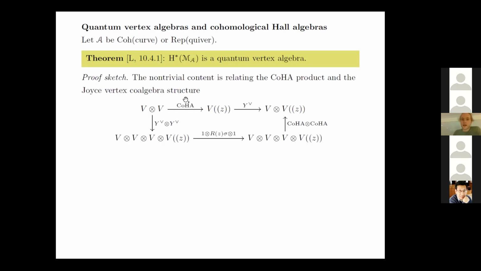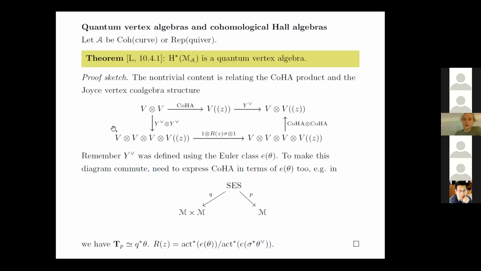So as I said before, the non-trivial part of showing this thing is a quantum vertex algebra is showing the compatibility between the cohomological product and the vertex coalgebra structure, like showing this thing satisfies the Yang-Baxter equation. Well, I'll define what R(z) is in a second, but when you've defined it, showing it satisfies all the compatibilities is actually quite easy, so I'll just gloss over that. So this is the main thing. Why is the cohomological structure and the vertex algebra structure compatible? Well, this is the reason essentially.